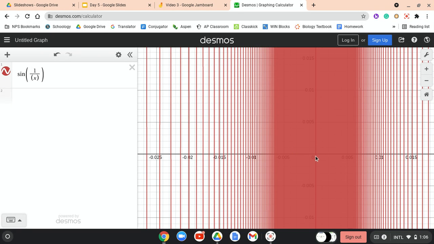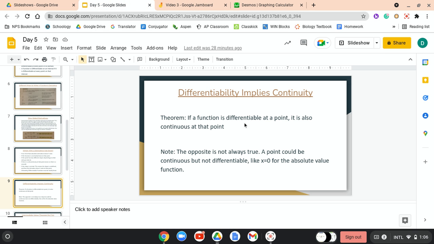So not only is the function not defined at x equals 0, but the slope also doesn't approach anything either. It just goes up and down and up and down. It goes to negative infinity, positive infinity, etc. It's just a whole mess. So that's why, if you have a point that has an oscillating discontinuity, it will not be differentiable there. So there you have it.